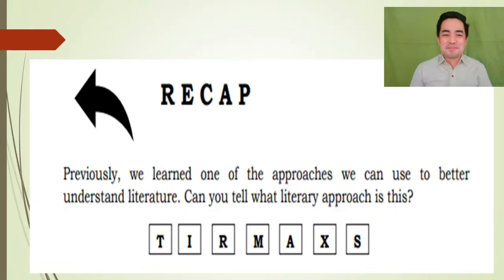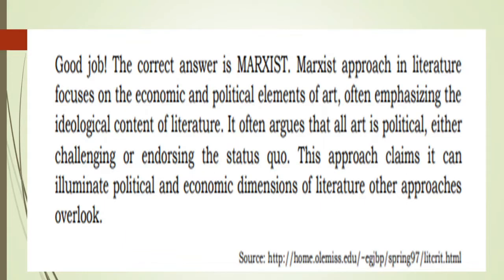For our recap, previously, we learned one of the approaches we can use to better understand literature. Can you tell what literary approach is this? I have a clue for you. We have the letters inside the boxes. These are T, I, R, M, A, X, and S. Can you tell me what is this? Good job! The correct answer is Marxist.